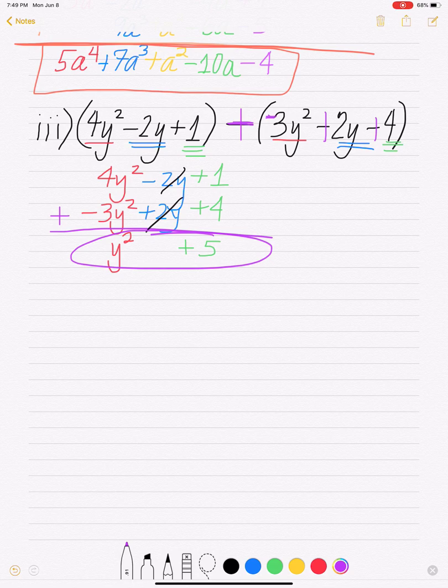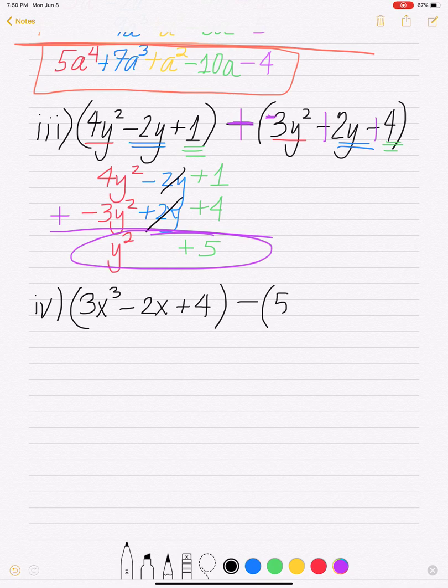All right, let's do another situation where we're subtracting, getting used to the subtraction. How about, let's do 3x to the third minus 2x plus 4. It's my first polynomial. And then I have subtraction, in parentheses, a second polynomial.